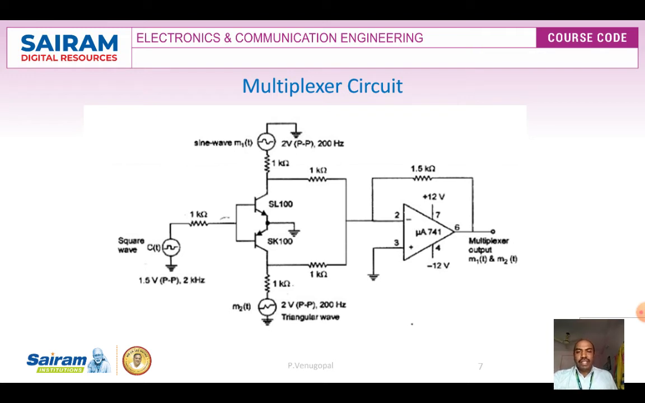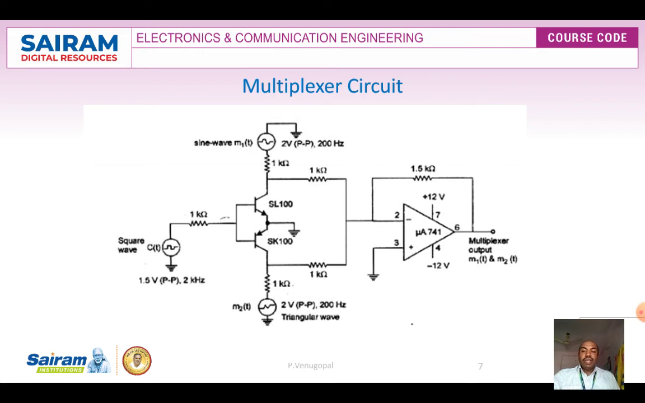PAM is nothing but pulse amplitude modulation. Pulse amplitude modulation means the amplitude of the pulse. Pulse is nothing but the carrier. The amplitude of the carrier modulated with respect to message signals will give PAM signals. So if the amplitude of the carrier is modulated with M1 of t, we get PAM1. PAM1 will be obtained at the collector of the first transistor.